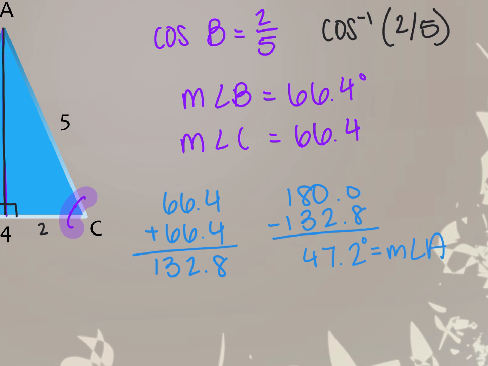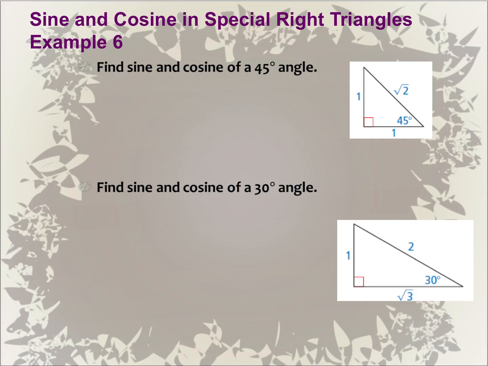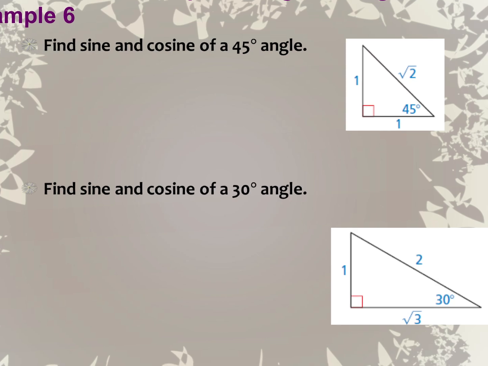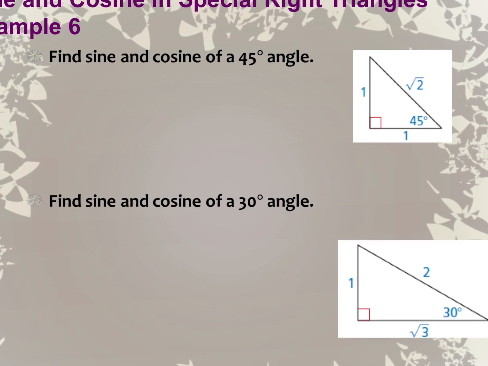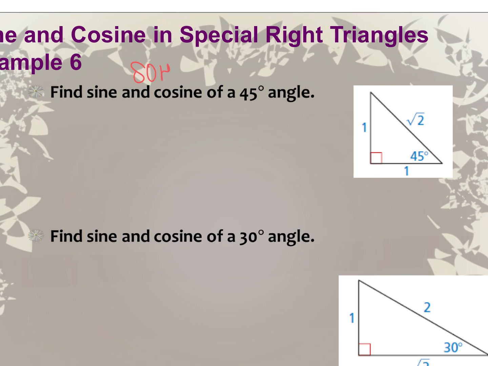Okay, so yes, I got my answers. We know how to solve for what's missing. All right, looking at these, sine and cosine and special right triangles, they gave me the setup for my special right triangles. I'm solving for sine and cosine of both angles. So looking at this, I'm again writing my SOHCAHTOA just so I have it and I remember it.